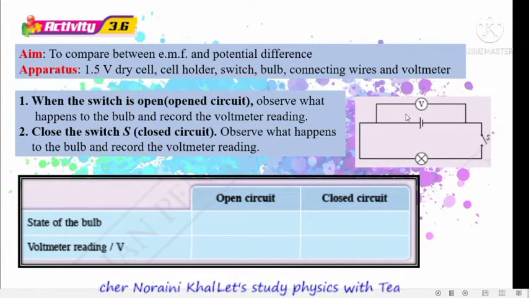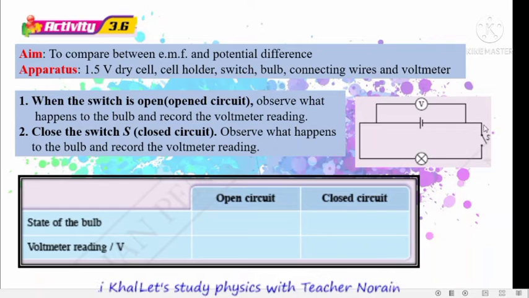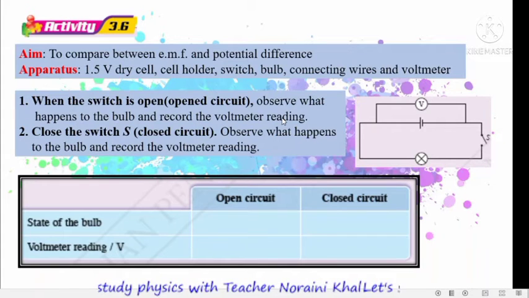When the switch is open, we call it open circuit because there is no current flow in the circuit. The circuit is broken. Observe what happens to the bulb and record the voltmeter reading. And then close the switch. We call it closed circuit. Now current can flow in the circuit. Observe what happens to the bulb and record the voltmeter reading.